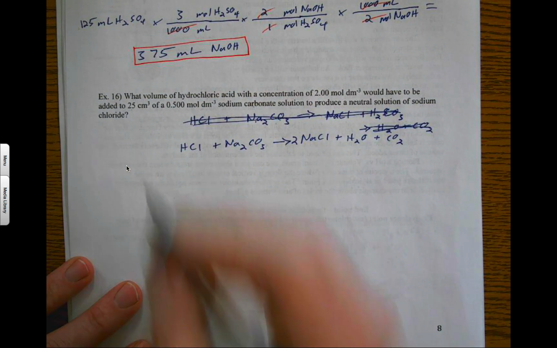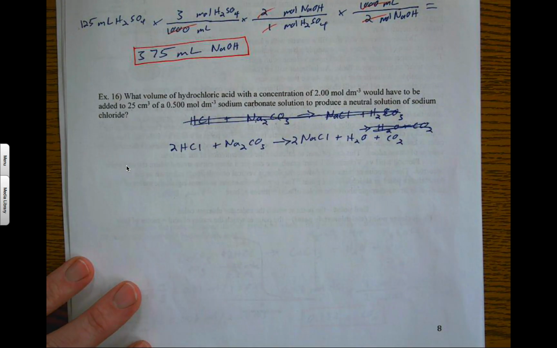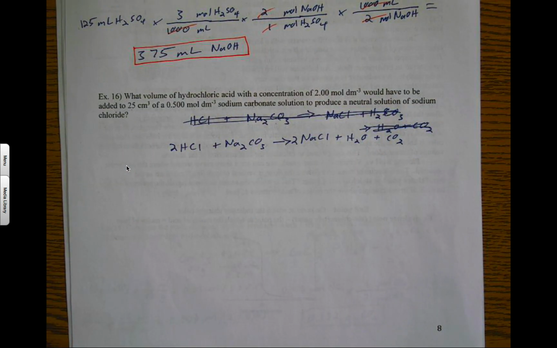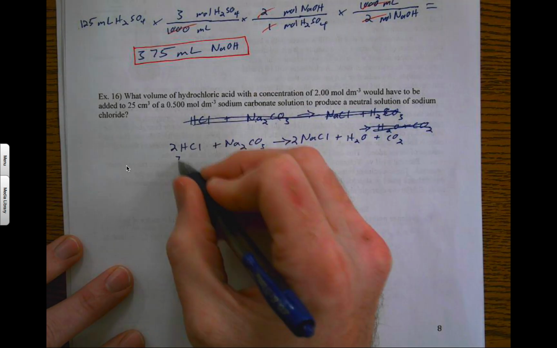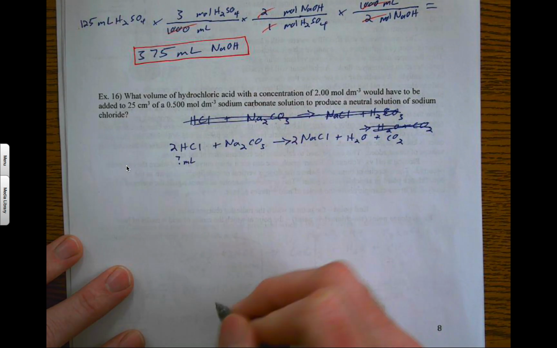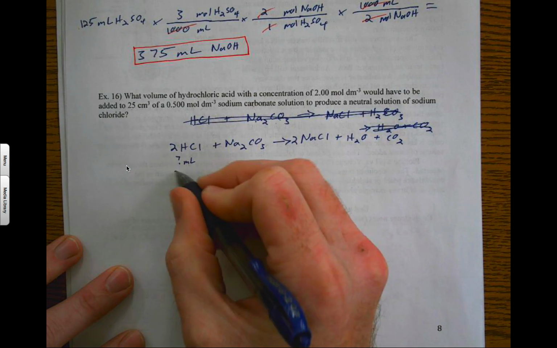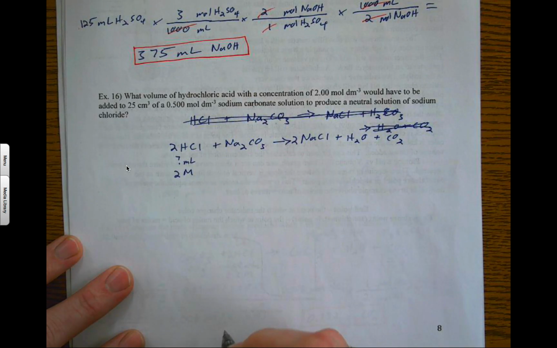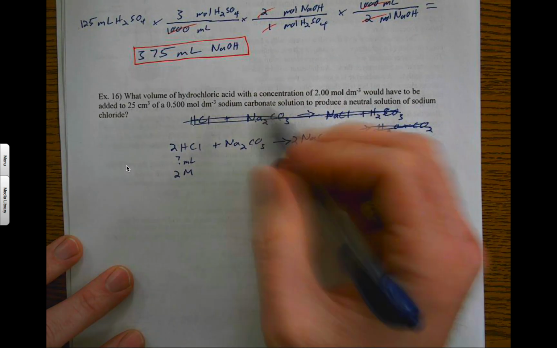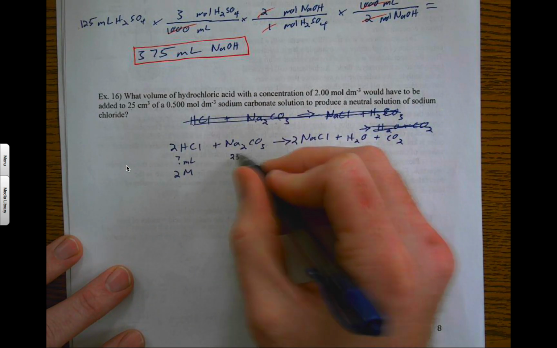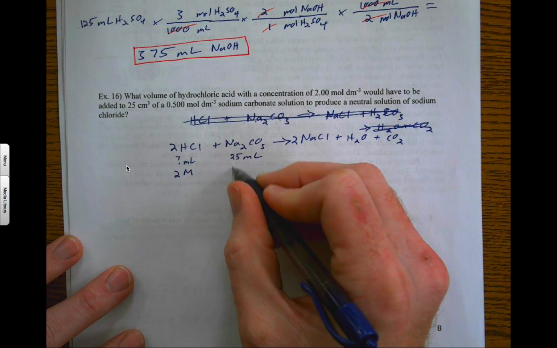And that should be good. Now, this is an unknown volume of HCl, and it's 2 molar, right? We want to know the volume of HCl. And then this is 25 milliliters, and that's 0.5 molar.